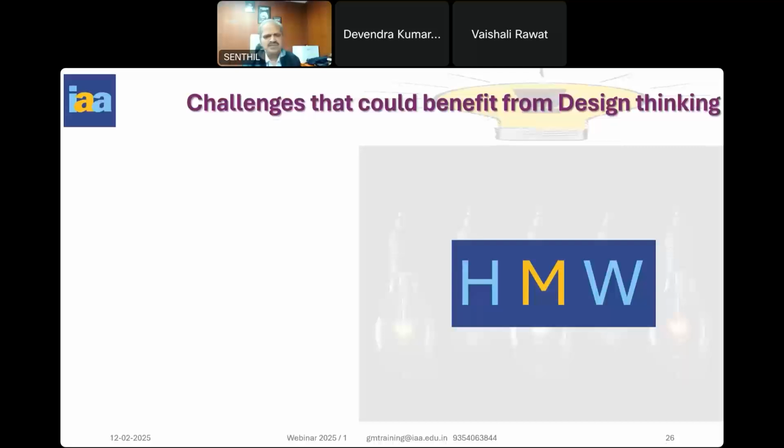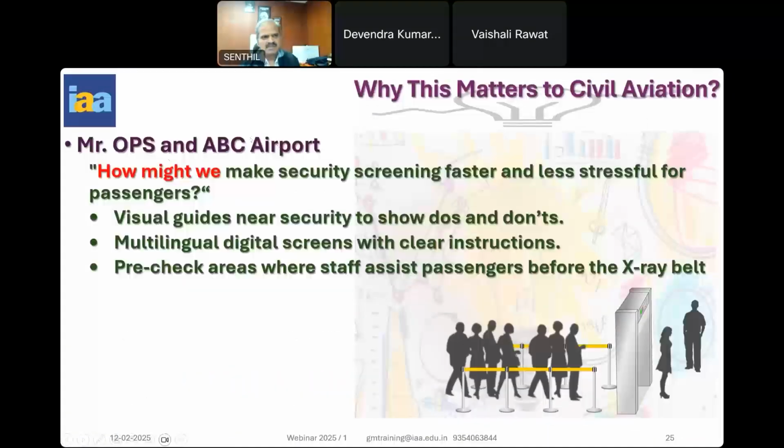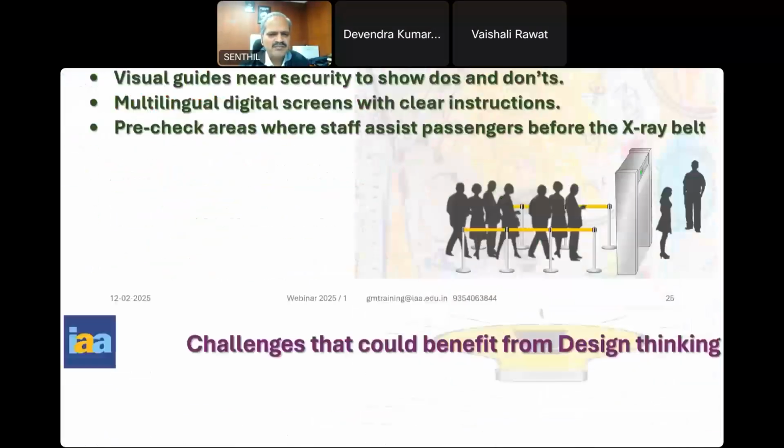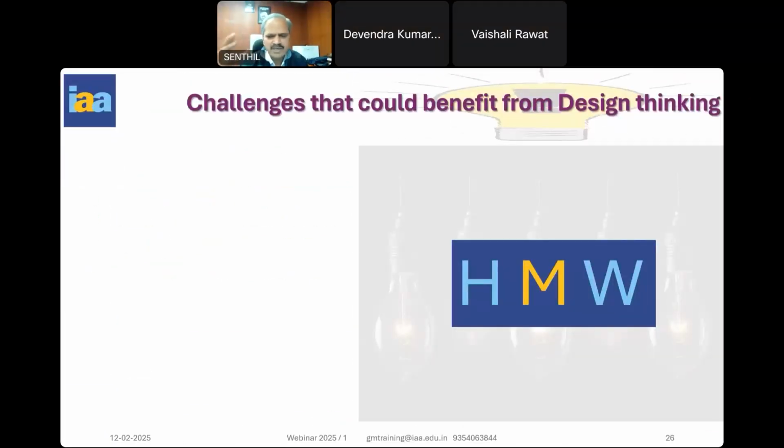Next, if you see this question, Mr. Ops has asked one question I highlighted in red color: How might we? So this is the question we should ask ourselves. Whenever we find a challenge, we need to adopt this HMW philosophy. So you should rephrase your challenges into these questions. I am not going into detail.